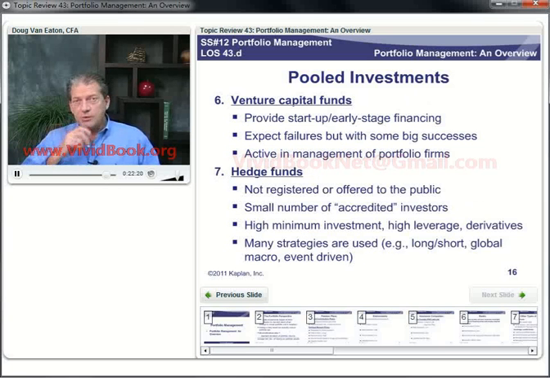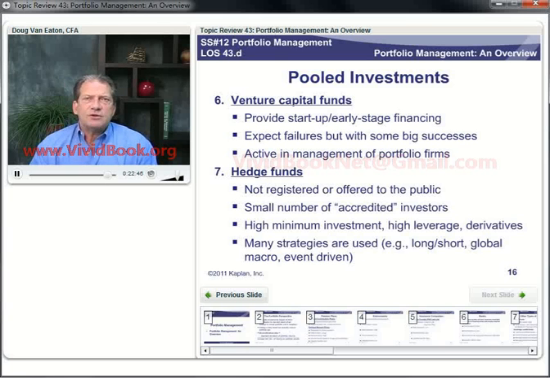The last two we want to look at here are venture capital funds and hedge funds. When we talk about venture capital funds, we're talking about providing startup financing, early stage financing. Sometimes we call that seed financing because you plant a seed and it grows. So very early on, and these are very risky investments. They expect many failures, but they expect their successes to be very, very big.